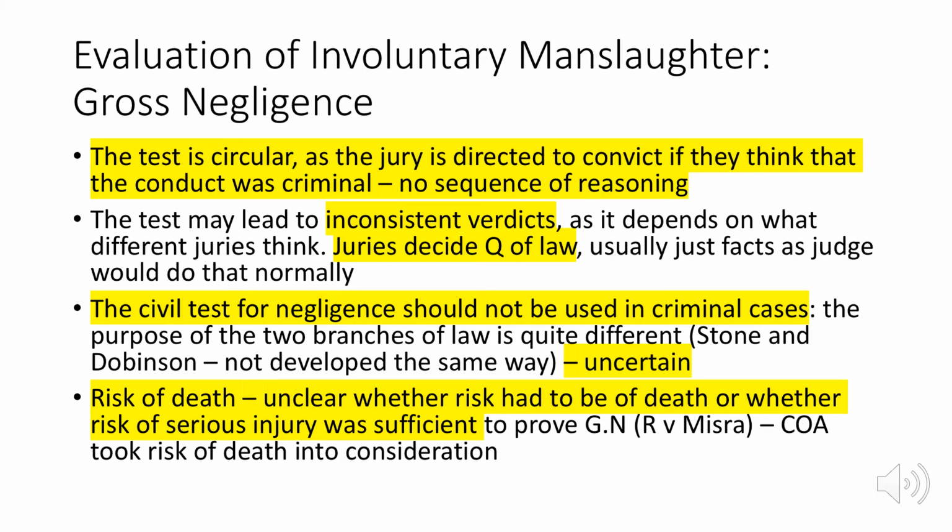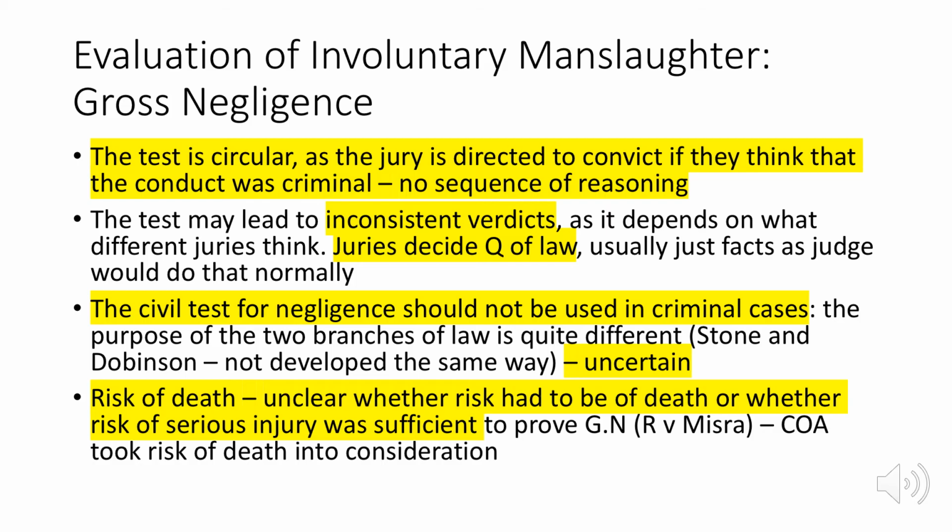For gross negligence, the test is circular, as the jury is directed to convict if they think the conduct was criminal, so there's no sequence of reasoning. The test may lead to inconsistent verdicts, as it depends on what different juries think. Juries decide the questions of law, when usually they just decide facts, as the judge would do that normally. The civil test for negligence should not be used in criminal cases. The purpose of the two branches of law is quite different, as seen in Stone and Dobson. It's just not developed in the same way.